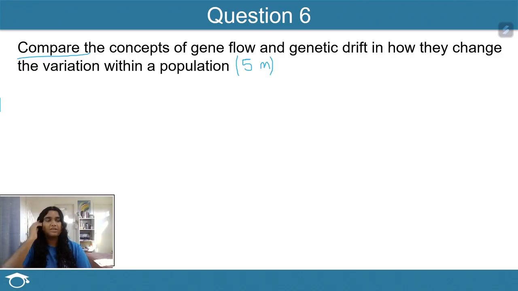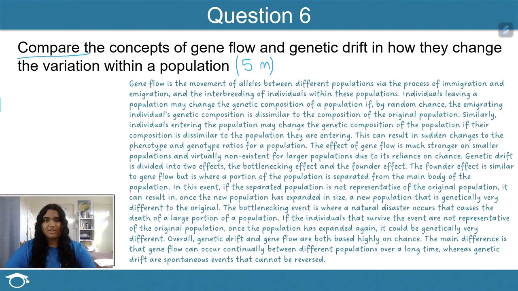So if you wanted to give yourself around 5 minutes to write a response to this one, I would expect about 5 different pieces of information in your response. So yeah, pause the video, have a go at answering the question, and here is my explanation. I don't actually expect you to have written something as extensive as this. I just wanted to give you all of the information on gene flow and genetic drift because I know that a lot of students will get confused between the two of them.